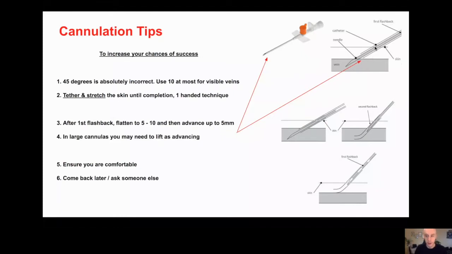Why flatten? Well, you can see that if you continued even at your very shallow angle, and this is why a shallow angle is important, if you just continued without flattening, then you're just going to come out the other side of the wall. And you're going to back wall the vessel. And so your needle tip will be here. And when you thread the plastic cannula, your cannula is going to end up down here. And then you're not going to get your secondary flashback into the plastic tube.